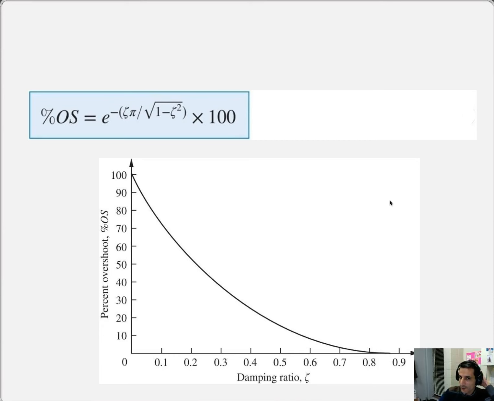if I give you a question like this in the exam where I give you the percentage of overshoot and I ask you to find zeta, I'm also going to provide you with this plot. So this figure shows the plot of percentage of overshoot as a function of zeta. So then if you know what the percentage of overshoot is, you would have to find the associated value of damping ratio from this graph.